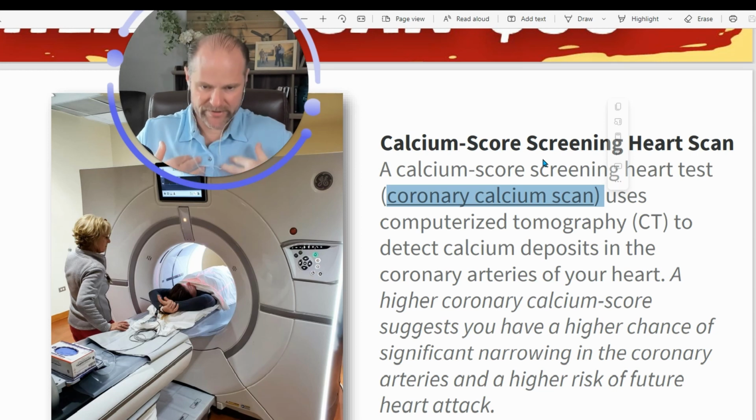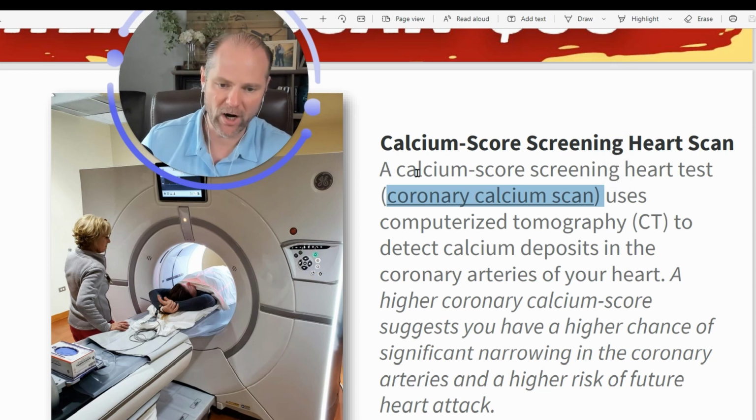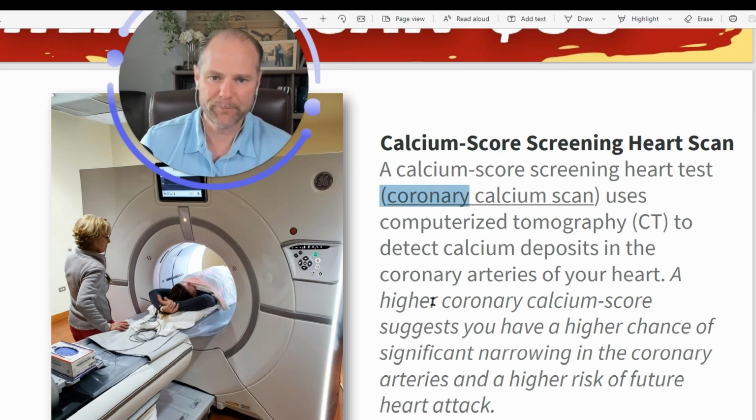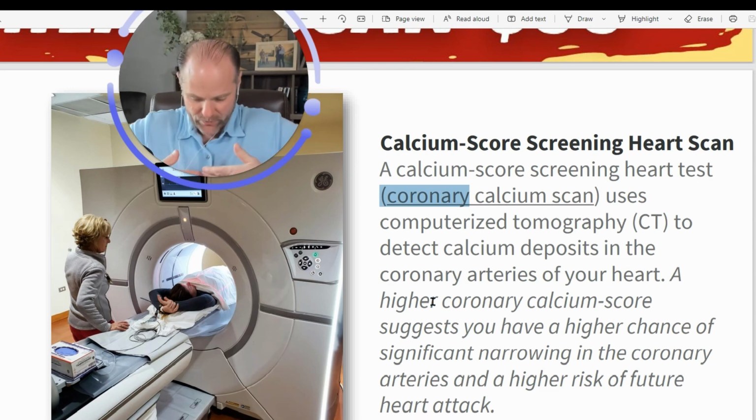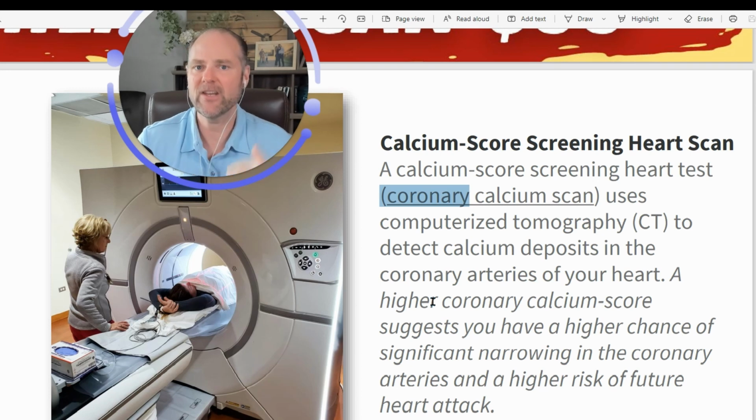The arteries in your heart are called coronary arteries, all right? So you have coronary arteries in the heart. And what this scan does, it's a CT scan. It puts basically x-ray through your heart. It takes 7 pictures of your heart to see if any of your arteries are calcified.